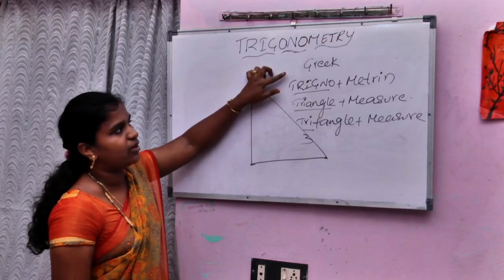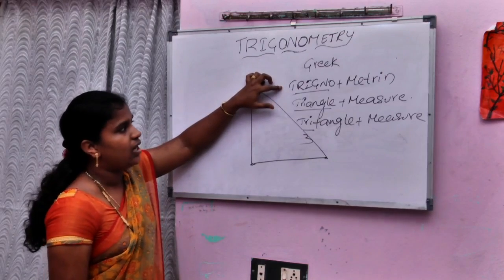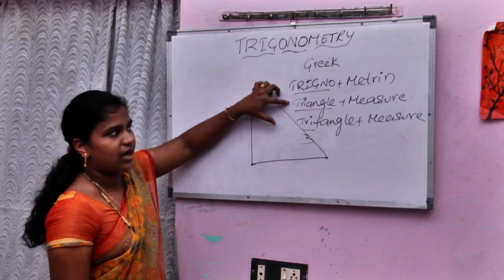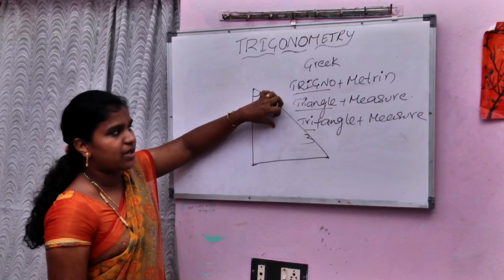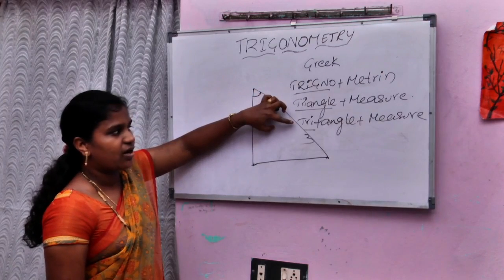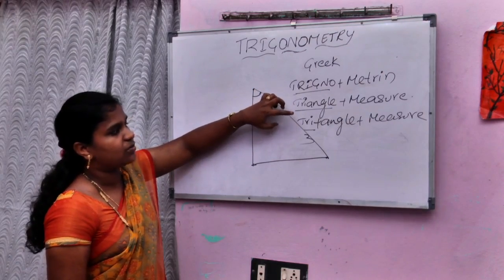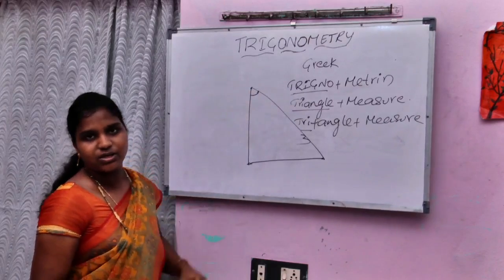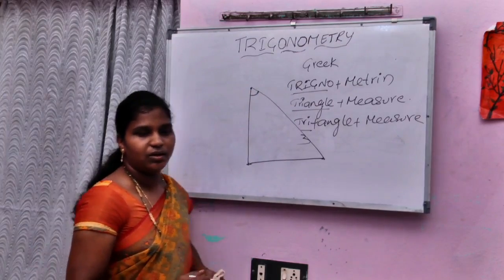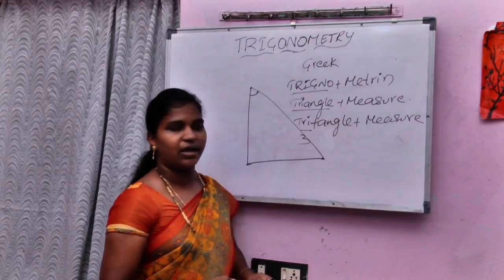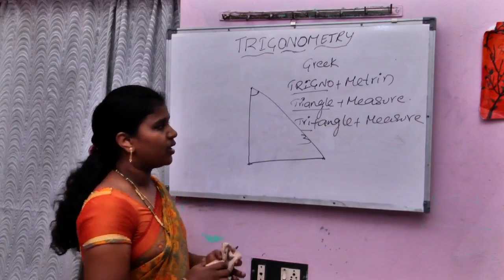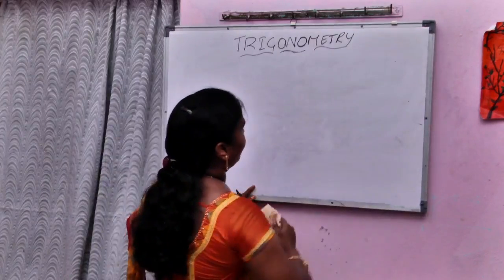Trigonometry is derived from the Greek words trigno and metrin. Trigno is a triangle and metrin is a measure. Triangle is again divided into tri plus angle, that means we are measuring the three angles of a triangle. In trigonometry we have to consider a right angled triangle. Let us know about that.